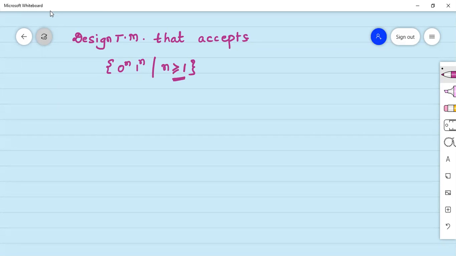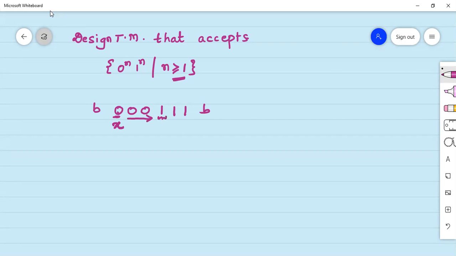You have to remember, because we don't have a stack etc. here. So what we are going to do is, let us assume you have an input like this. When I see 0, I should remember I have seen this 0. So I'm going to replace this 0 with x, and then I'm going to move towards the right side till I get the leftmost 1.